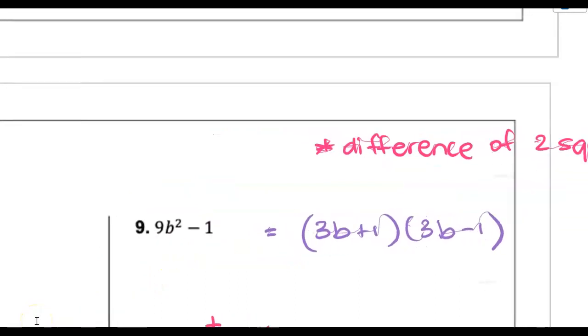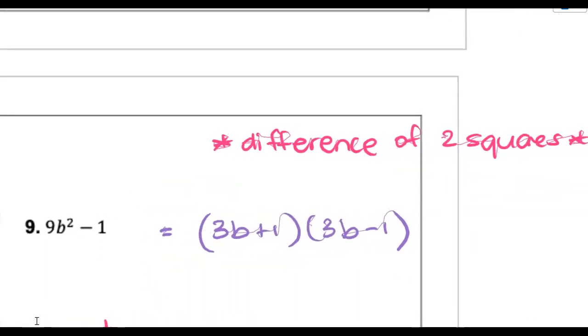Okay, question 9 here is also a difference of 2 squares, because we can write our first term as 3 squared b squared minus 1 squared. Remembering 1 is 1 squared. It's the same, and probably something a lot of people will forget. There's a negative, and each of these terms in the front are squared. So we can write it as 3b plus 1, 3b minus 1, using our difference of 2 squares formula.